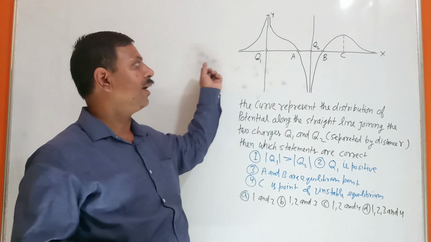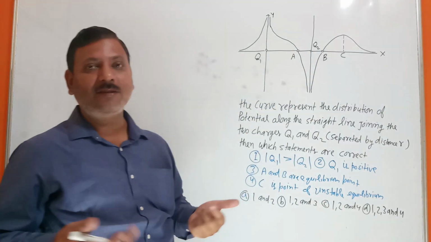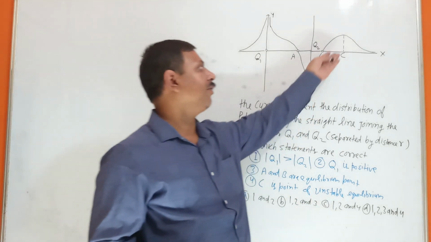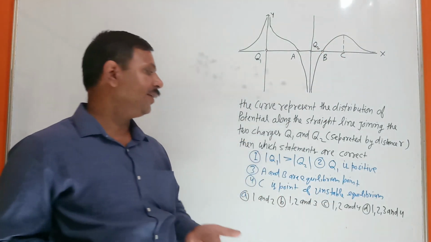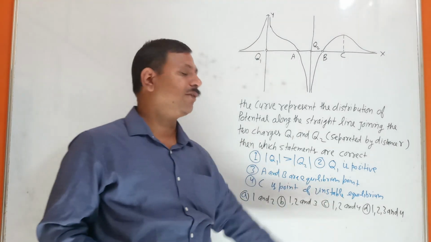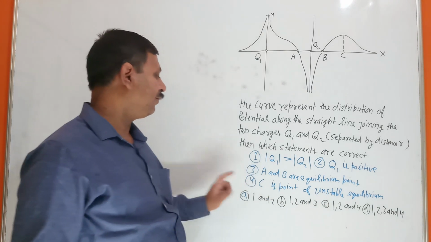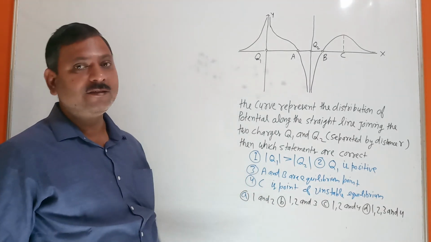Which charge they are taking to move from here to here. If charge is not given, then we cannot say about the stable and unstable equilibrium. So that's why C is the point of unstable equilibrium. That is also wrong. So if 3 and 4 are wrong, option A is correct.